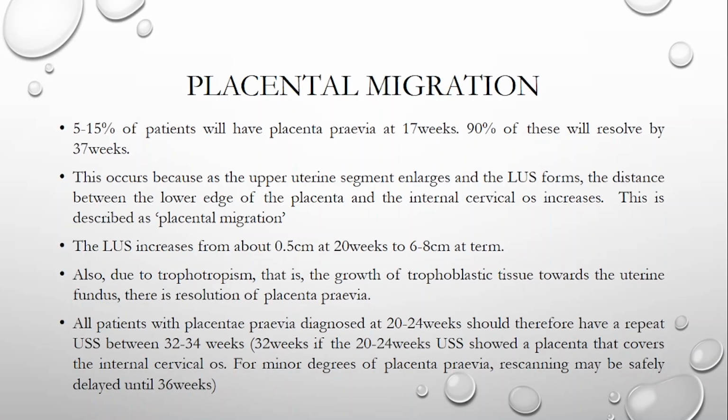And this will probably explain why people diagnosed with placenta previa before 20 weeks may no longer have a previa towards term. All patients with placenta previa diagnosed at 20 to 24 weeks should therefore have a repeat ultrasound between 32 to 34 weeks.